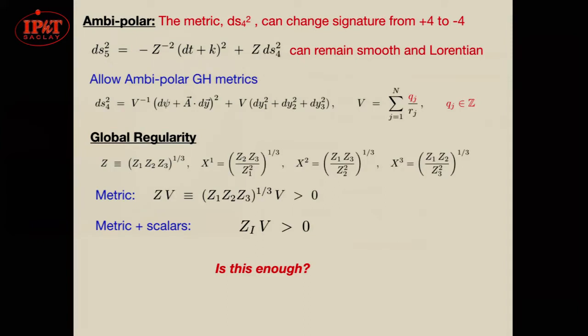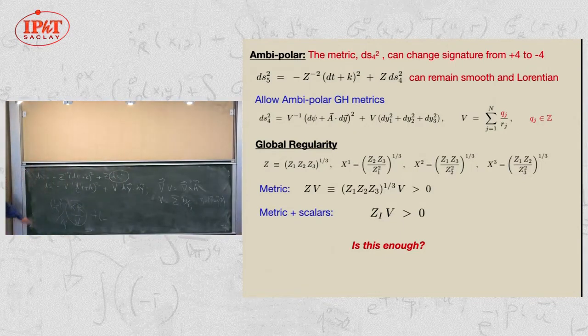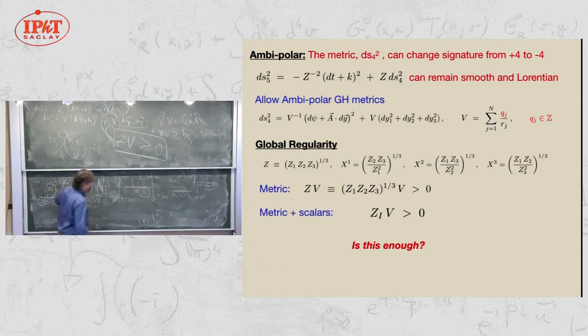And then at the very end, I pointed out a fact and started talking a little bit about it, that you can make the metric ambipolar. That means the ds4 metric, this thing here, can change signature from +4 to -4. It can change sign, it's allowed to, so long as Z changes sign at exactly the same place, because then you can compensate for the problem. Then Z squared turns up here and the sign change there doesn't matter. So in particular, ZV together must be strictly positive in order for this part of the metric to remain positive definite. So the first thing you get out of this game is you can allow it to be ambipolar, but you must have that bound.